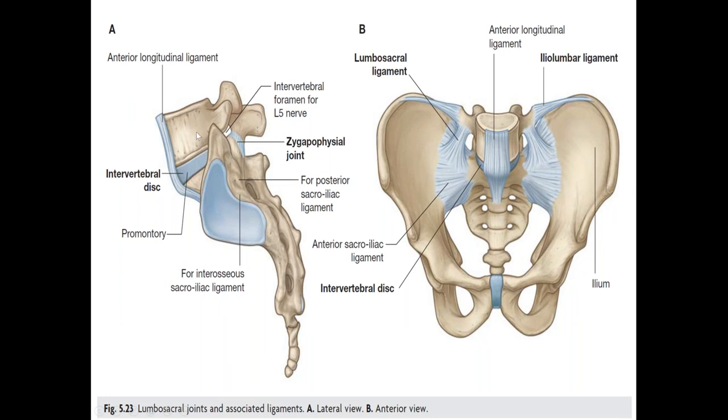A is the lateral view. Here, look for the zygapophyseal joint. And this is the promontory and intervertebral disc, and this is the anterior longitudinal ligament. In the anterior view, B, look for the lumbosacral ligament and the anterior sacral ligament. And this is the iliolumbar ligament. This is the ilium, this is the pubis, and this is the ischium.